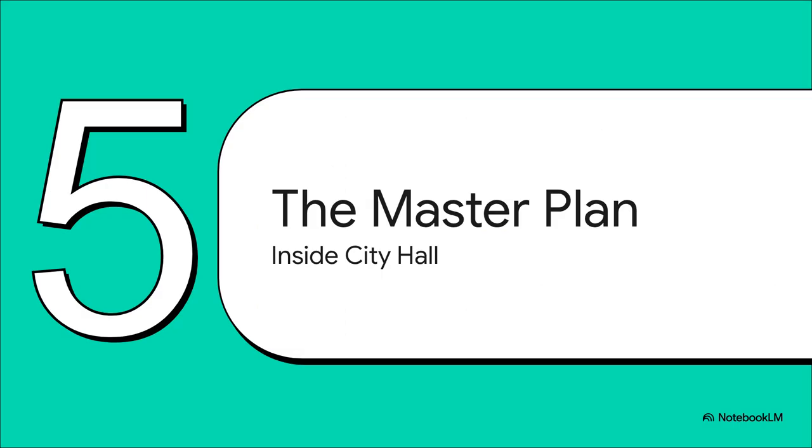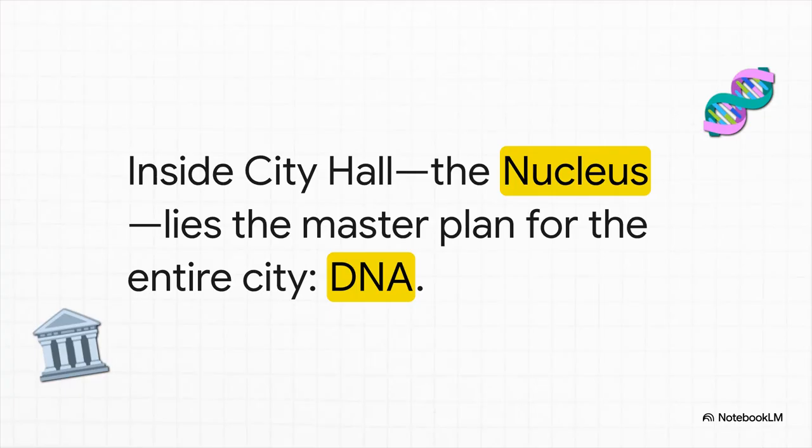All right, so we've got the city layout, the factories, the power grid, the transport systems. But who's in charge here? What's the master plan that everyone is following? For that, we've got to go back to City Hall. Right inside the nucleus, we find it. The master plan for the entire city. The blueprint for the entire body.